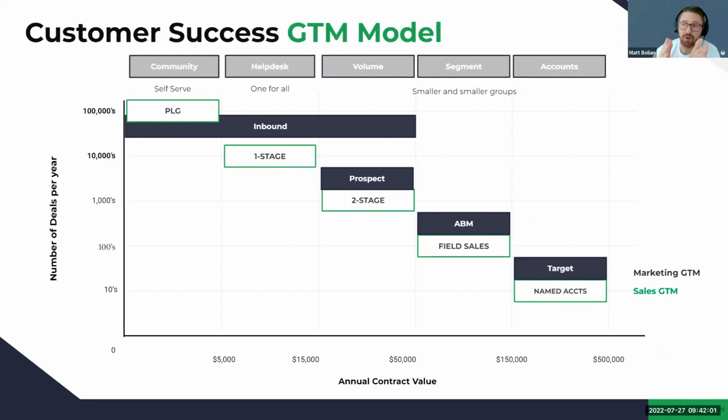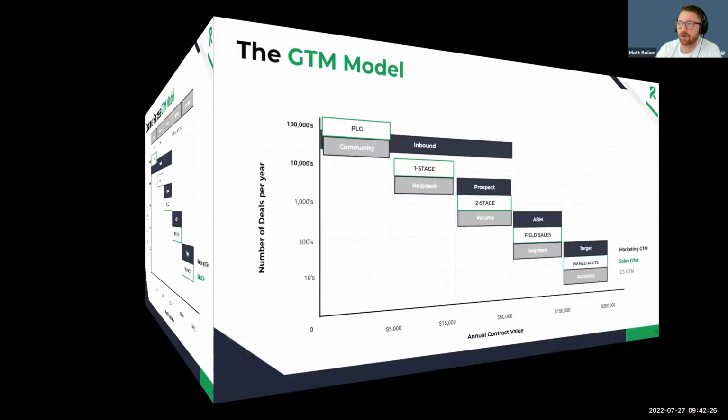We have a community, which I would consider self-serve, and I'll talk about that in a second. Help desk, I mean, you have tickets and it's one for all, it's just prioritized. Then this next portion, volume by segment and by account, is essentially your CS team being broken into smaller and smaller accounts as you have larger and larger average contract deals, right? It just changes how you're thinking about it. So let's align these and see how they all work together.